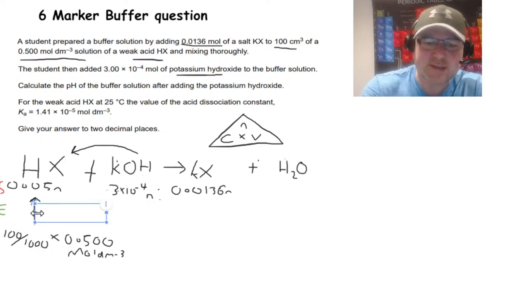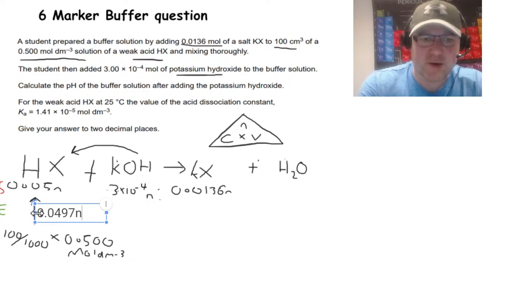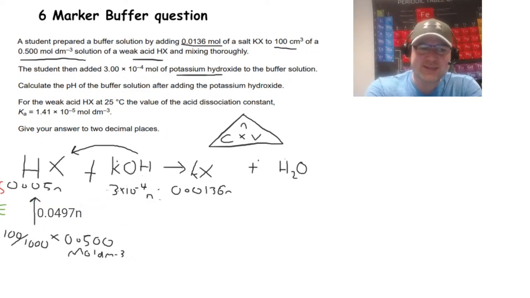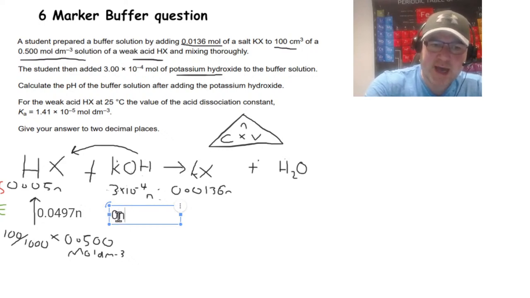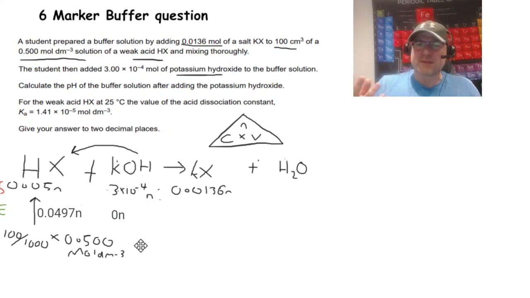So that is 0.0497 moles left of my acid. I'm going to have 0 moles left of my base. How do I know there'll be 0? Well, because it's a base, all of it reacts with the acid. The acid is in excess, so I've got acid left over.